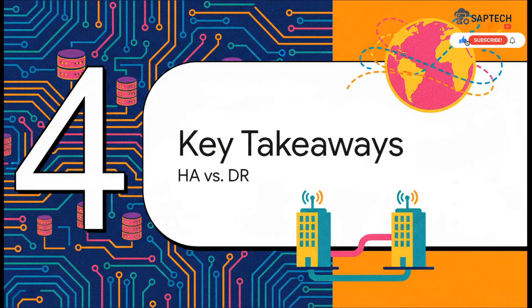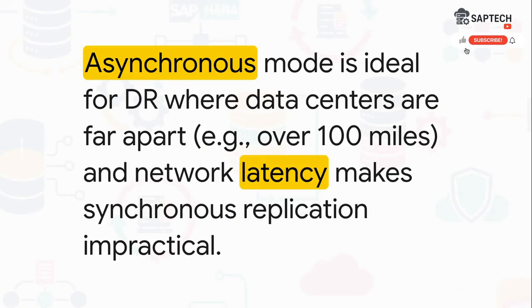And that brings us perfectly to our final key takeaway. It's all about understanding the difference between high availability, which is usually in one location, and disaster recovery, which happens across really long distances. So while those two synchronous modes are perfect for high availability where your servers are pretty close to each other, asynchronous mode is built for disaster recovery.